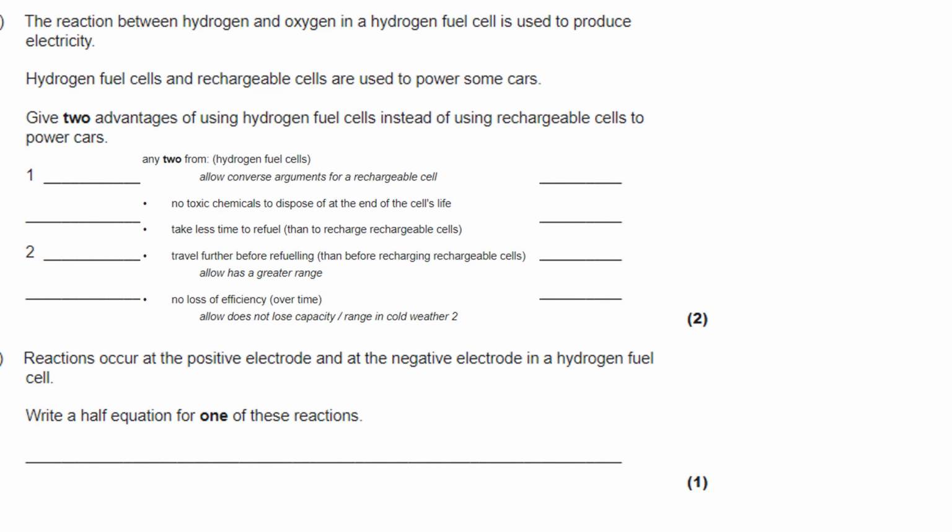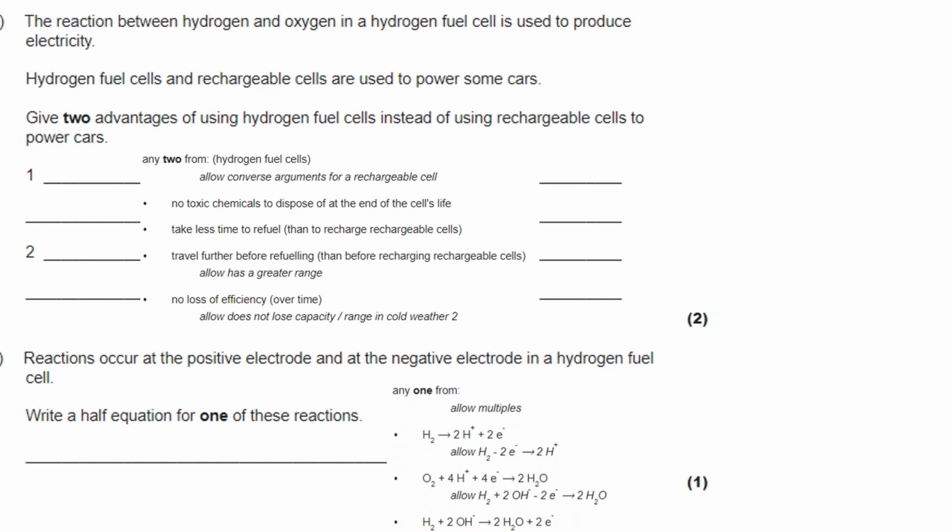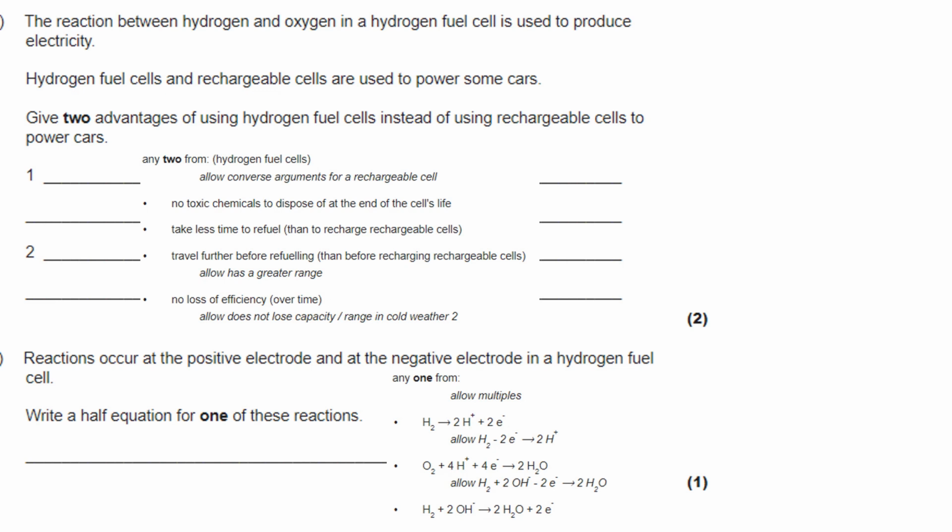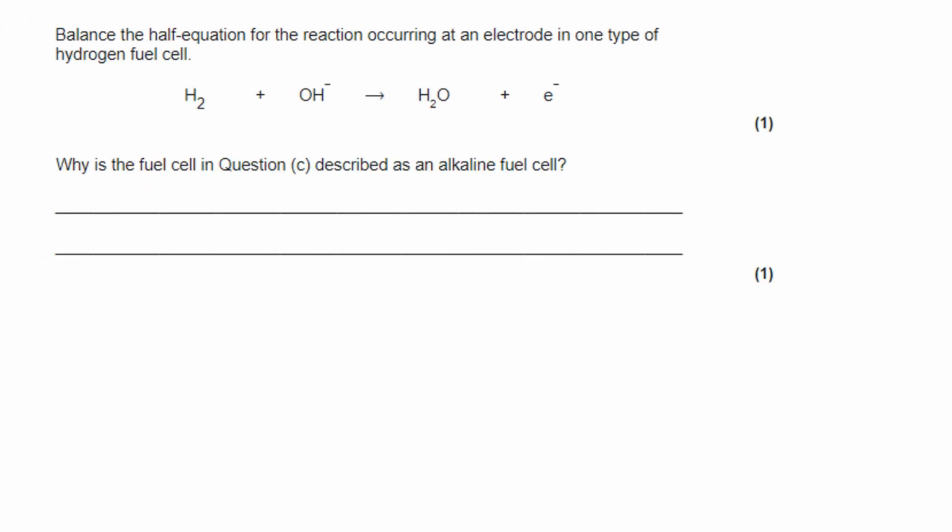Now, it asks you to write a half equation for one of the reactions. So you just got to remember the two half equations from the previous slide. So we got H2 goes to 2H+ plus 2e-, or we've got the oxygen plus the 4H+ plus 4 electrons goes to 2H2O. They're the two main half equations in the hydrogen fuel cell.